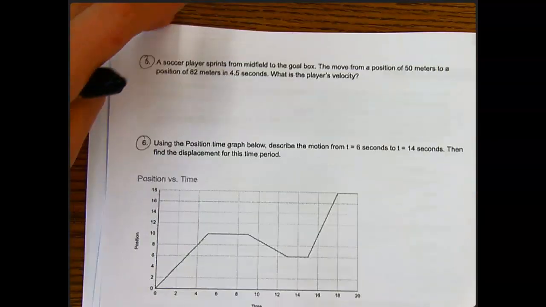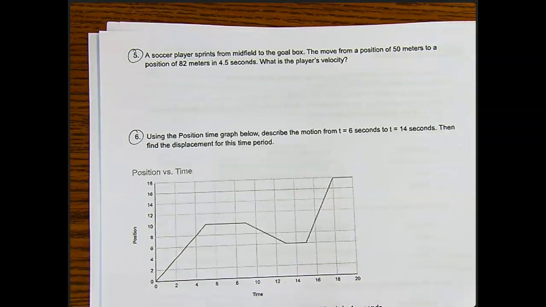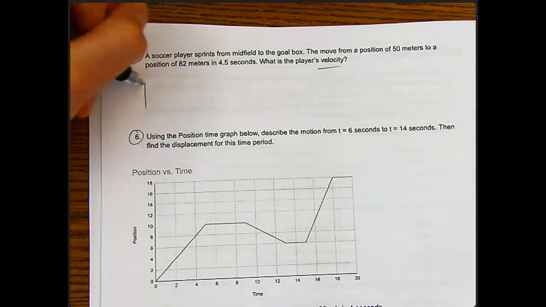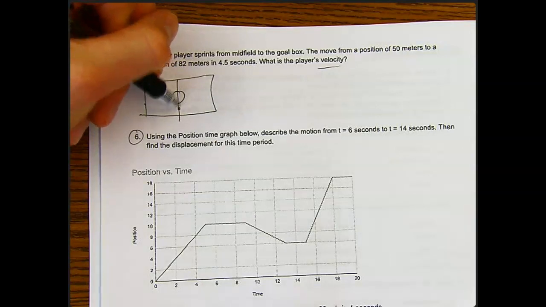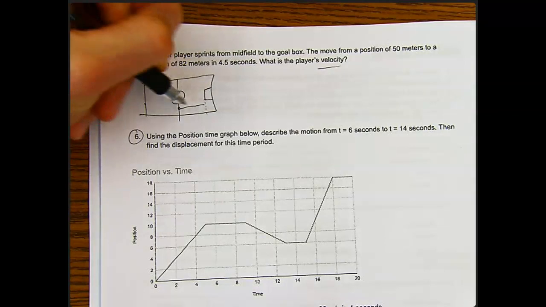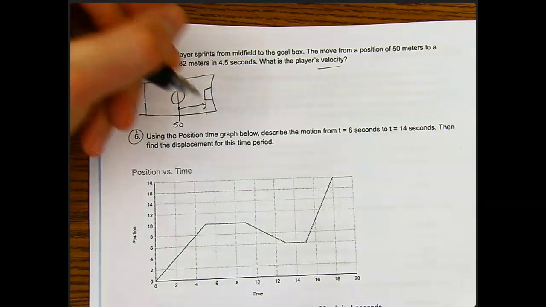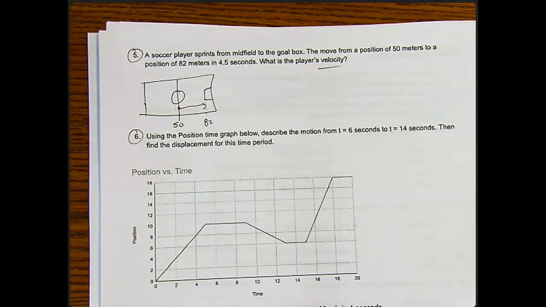All right. Number 5, we have a soccer player that runs from midfield to the goal box. They move from a position of 50 meters to a position of 82 meters in 4.5 seconds. What is the player's velocity? So again, we're trying to find velocity. You can imagine a soccer field. This player is going from midfield to the goal box, so to this point right here. This is how far they went. We know their starting position was 50. We know their finishing position is 82. And they did that in 4.5 seconds.